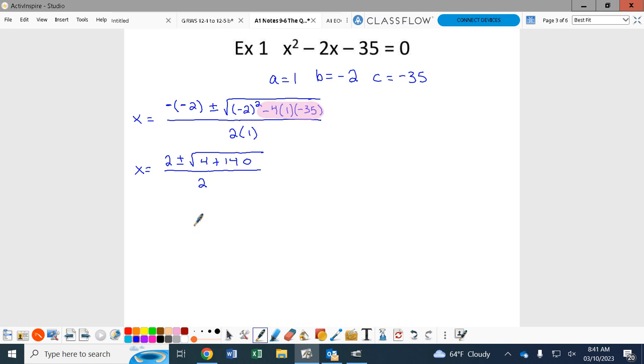Okay, just on that first step on that arithmetic, does anybody have any questions? Okay, let's keep going. X equals 2 plus or minus. When we add 4 and 140, it's going to be 144. That's all I did there was combine these two. That's all I'm doing is the arithmetic right here. Now, this is my discriminant. If my question said, what is the discriminant? My answer would be that the discriminant is equal to 144.